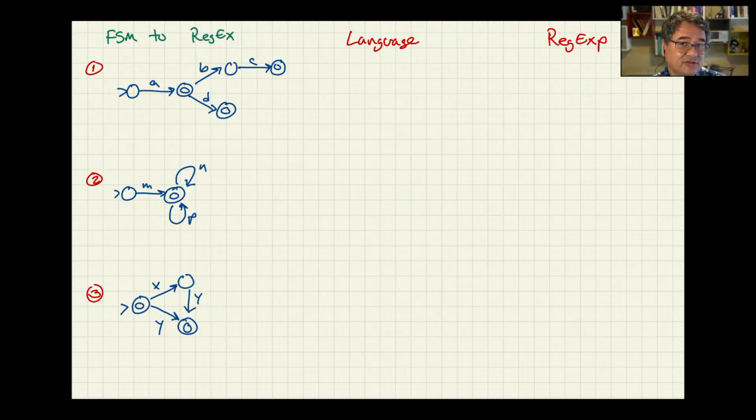So again, the first thing to do might be to write down strings that are accepted by both, and then see if that helps you to write down the regular expression. So looking at the first one, I can see that it accepts as little as just A. It also does A, B, C. And it does A, D.